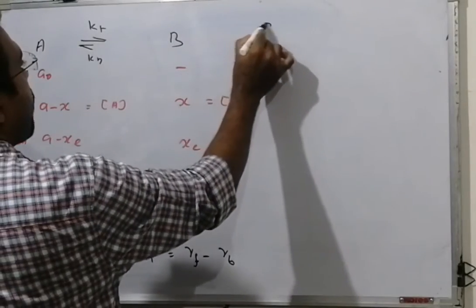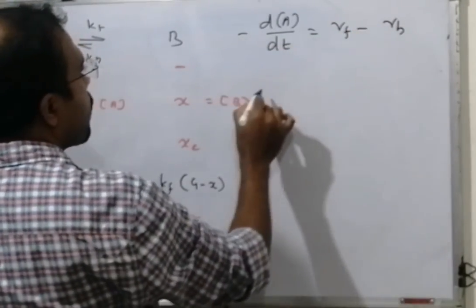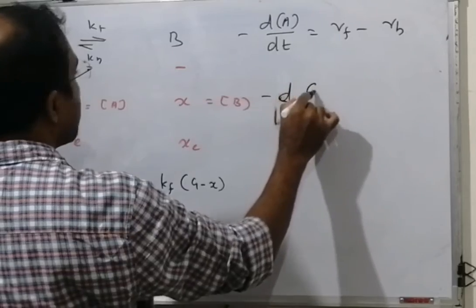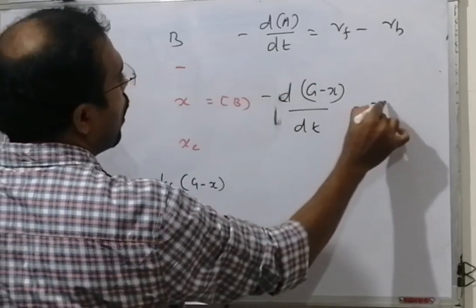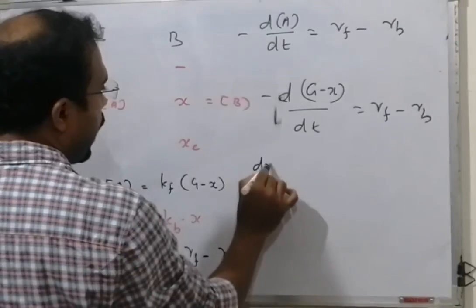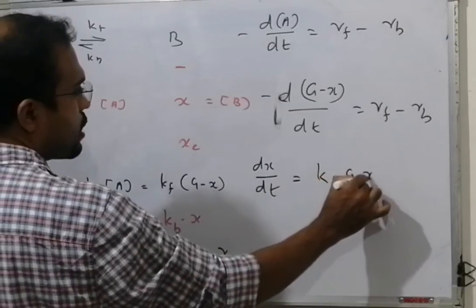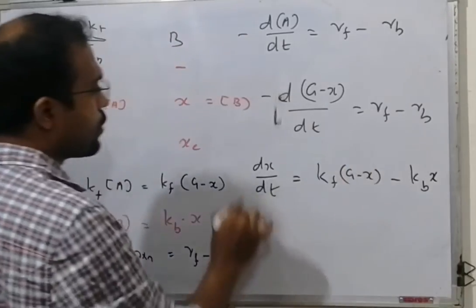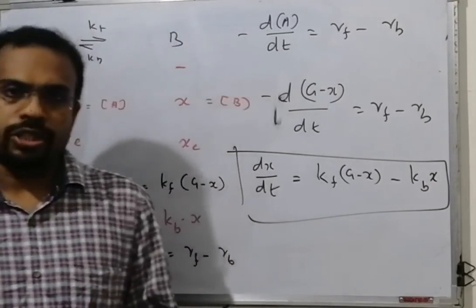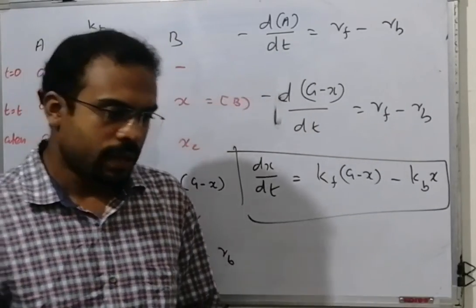That is, minus dA by dt is equal to Rf minus Rb. What is dA? I can write minus dA by dt is equal to dx by dt, since a is a constant. Therefore, dx by dt is equal to Rf minus Rb, that is Kf into a minus x minus kb into x. This is the differential rate equation for an equilibrium reaction. We can derive it and integrate it, and you can learn that at the post graduation level. Okay, thank you for watching.